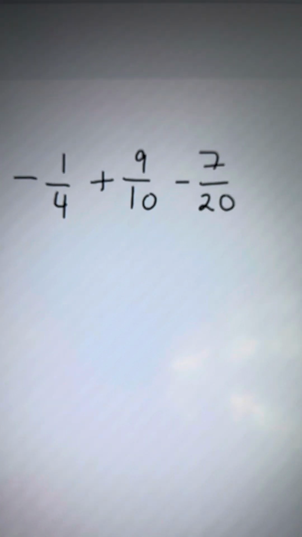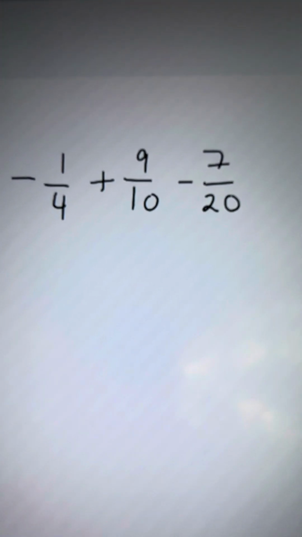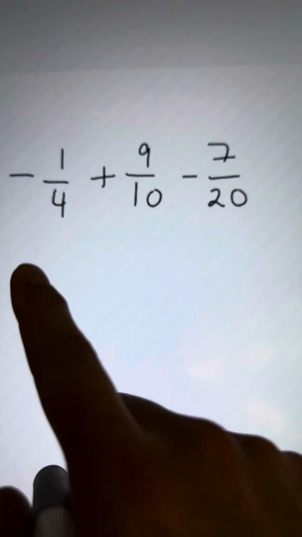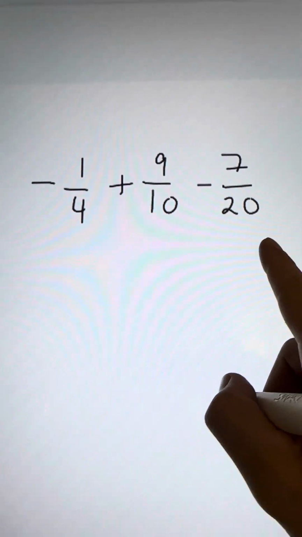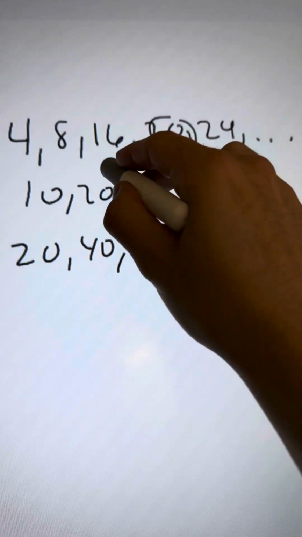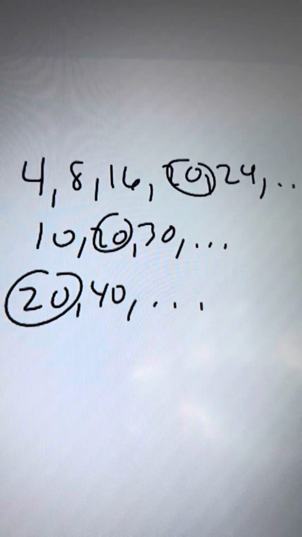These are the steps you need to follow when evaluating a problem like this. The first thing you're going to do is find the LCD. So look for the least common multiple of the bottom numbers, 4, 10, and 20. When I look at the multiples, I can clearly see that 20 is the smallest number they have in common.